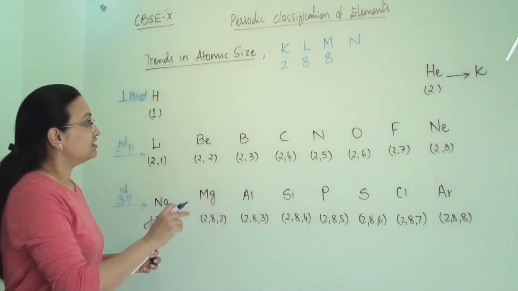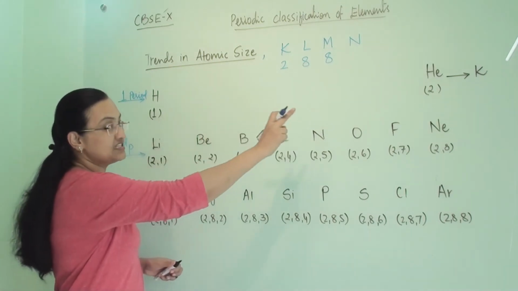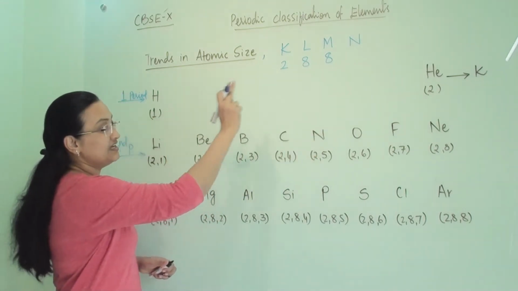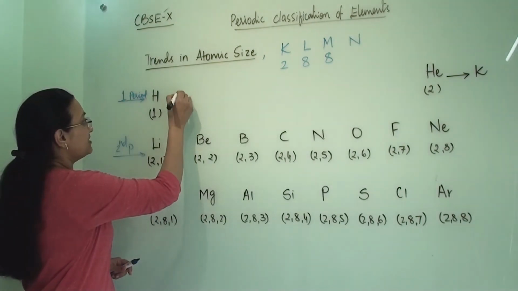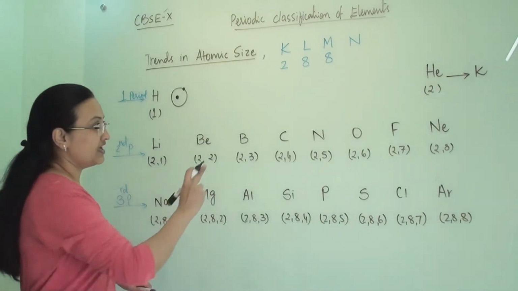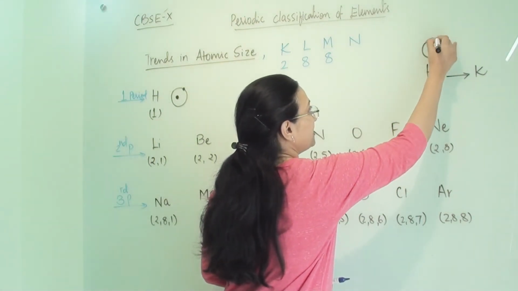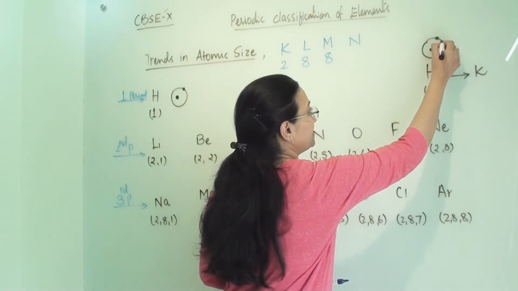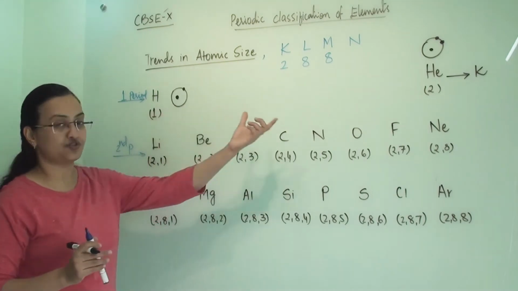So here we are talking about the first shell, that is the K shell, and it is completely filled when the first period gets over. This is our element, and in the first K shell 1 electron is there, and when we reach helium, in the first K shell there are 2 electrons. So the outermost shell is completely filled in the first period.